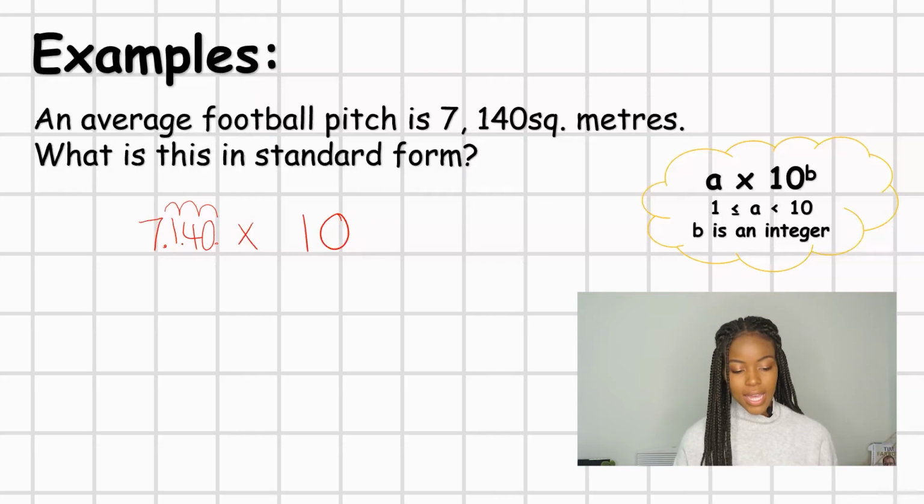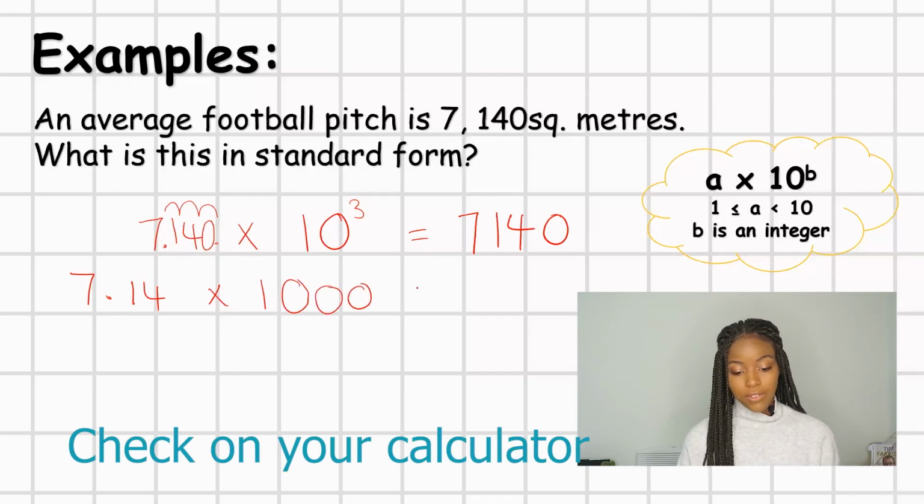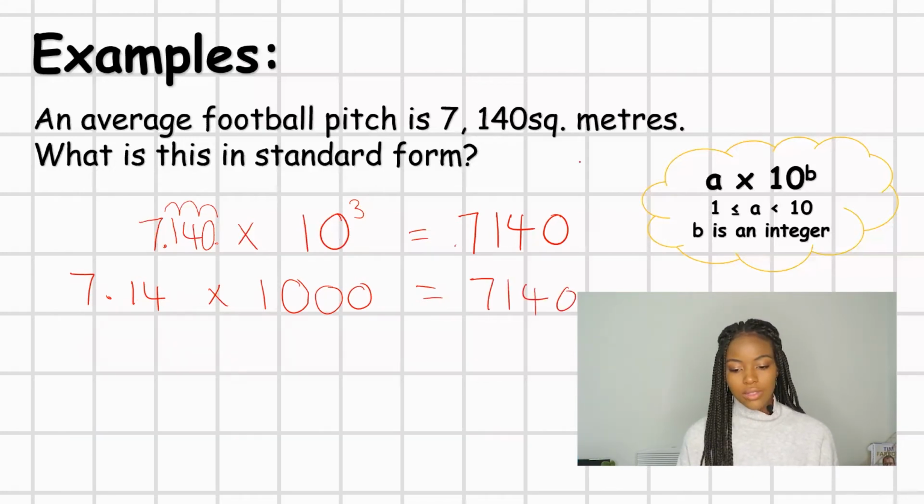So we multiply 7.14 by 10 to the power of 3, which would give us 7,140. The best way to think about this, to check your answer, is we have 7.14 and we multiply it by 10 to the power of 3, which is 1,000. If we multiply 7.14 by 1,000, it becomes 7,140. The first thing that you need to do is just to find the A.